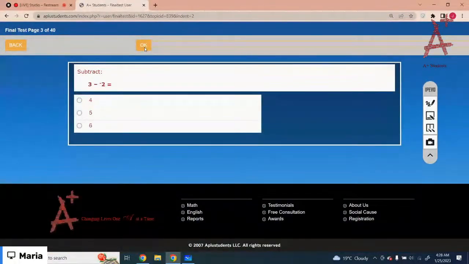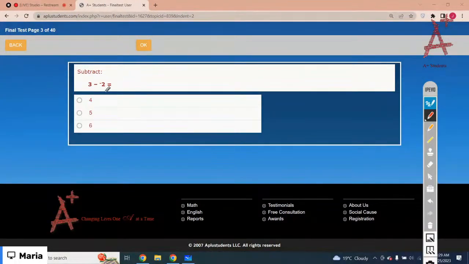Okay, the next one is 3 minus 2. So which of the options is the correct one? It is 3 minus 2. So subtracting a negative number is the same as adding. Got it? So you have to do 3 plus 2, and 3 plus 2 is 5. Got it?